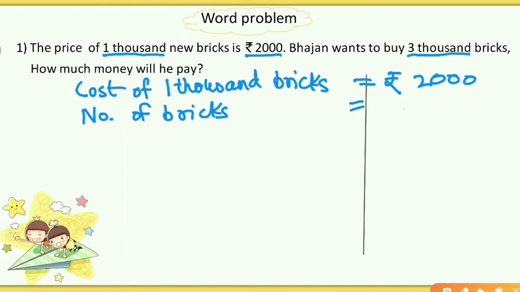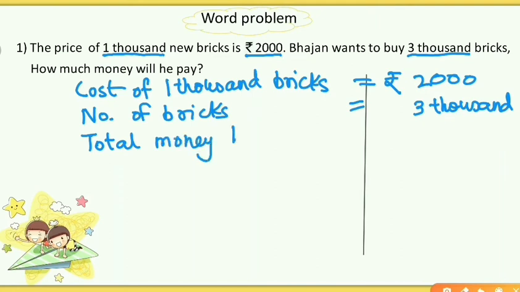The number of bricks he wants to buy is 3000. And the last statement will be what we have to find. So what we have to find: how much money will he pay. So we are going to find the total money he pays.